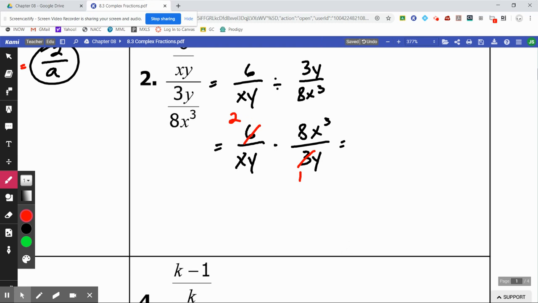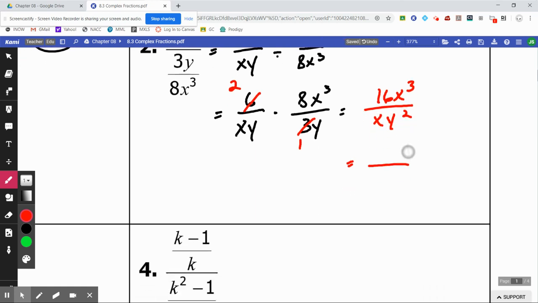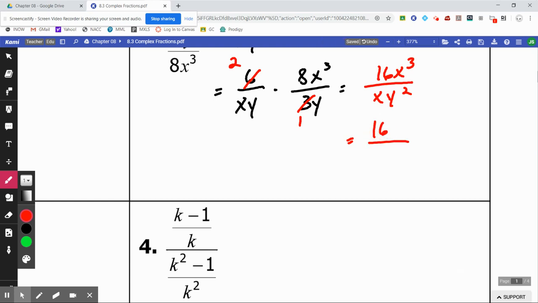I'm going to go ahead now and combine any x's or y's. So on top, I'm left with a 2 times 8, which is 16, and an x to the third. On bottom, I'm left with a single x and 2 y's. So now 16 combines with nothing, so leave it as 16. I have 3 x's on top and a single one on bottom. Subtract, you're left with 2 x's on top. On bottom, you have 2 y's, so therefore there's your final answer.